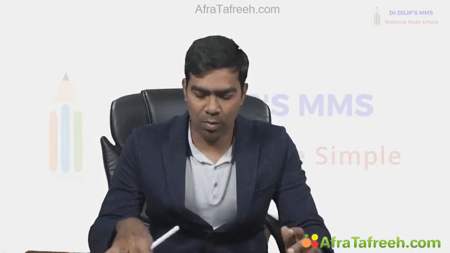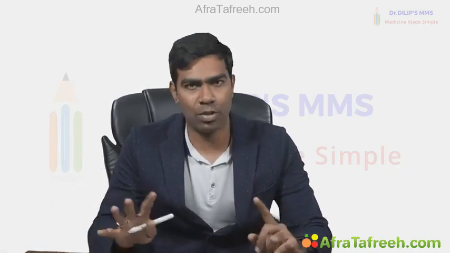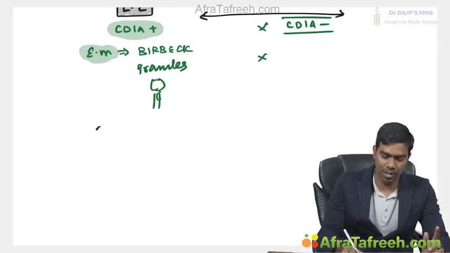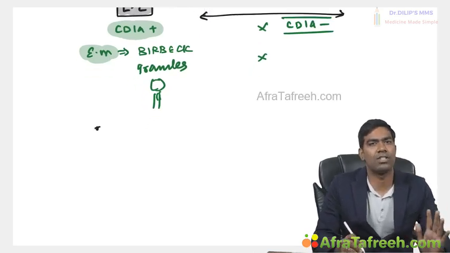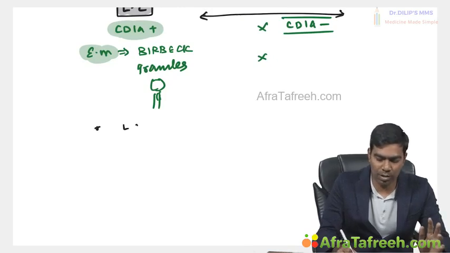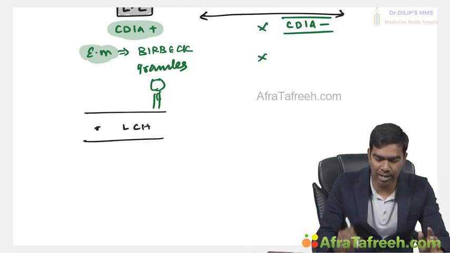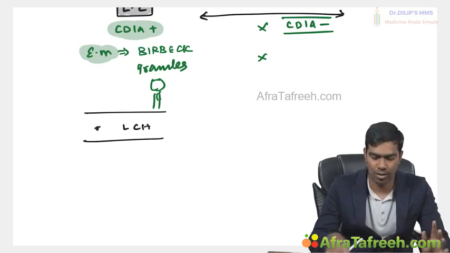But apart from that, what are the disorders that are associated? I told you SLE is the most important disease for plasmacytoid dendritic cells. Apart from that, the most important disorder associated with Langerhans cells is Langerhans cell histiocytosis, LCH.